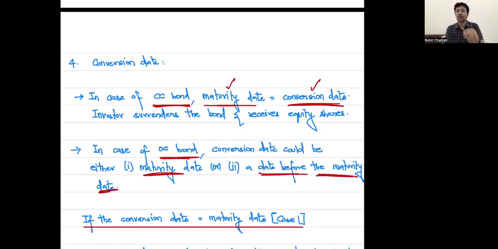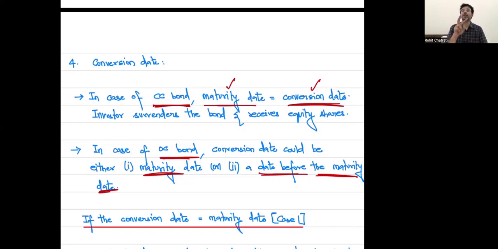All right, so if the conversion date is before the maturity date, let us say at the end of year 2, the investor has to choose either continuing to hold the bond up to the third year or to convert it into equity shares immediately. If the conversion option is on maturity date, he has to choose between receiving redemption value versus receiving equity shares. Whereas if the conversion date is before the maturity date, then he has to choose between receiving equity shares immediately or continuing to hold the bond for one more year, and then he will receive the coupon and maturity value at the end of year 3.